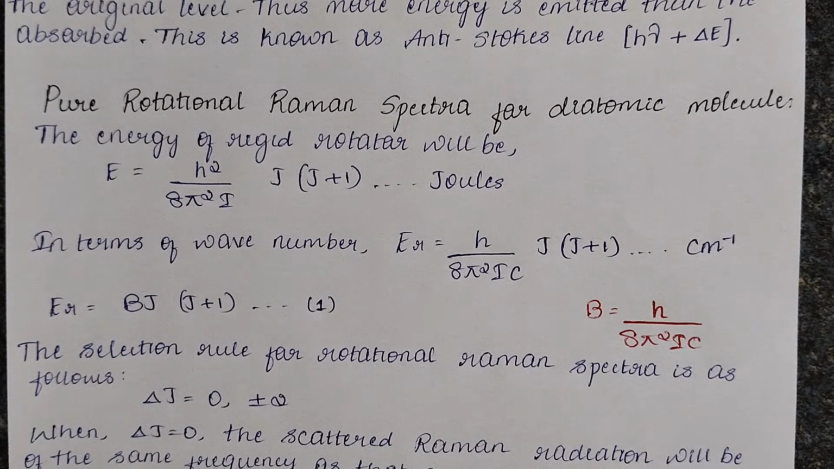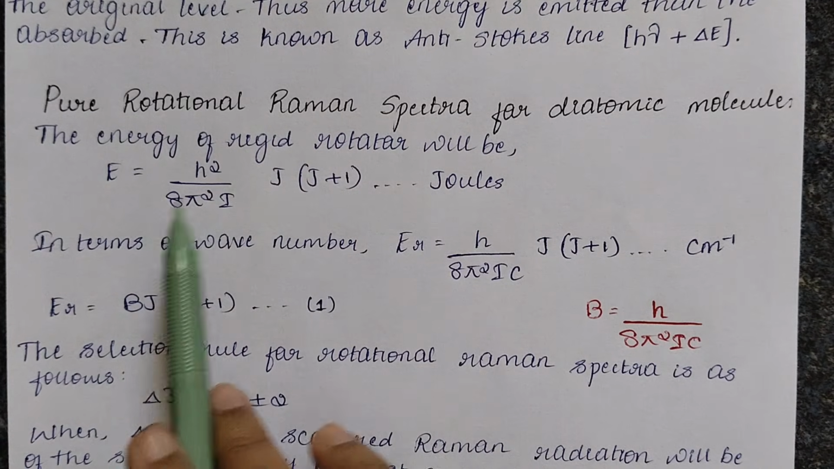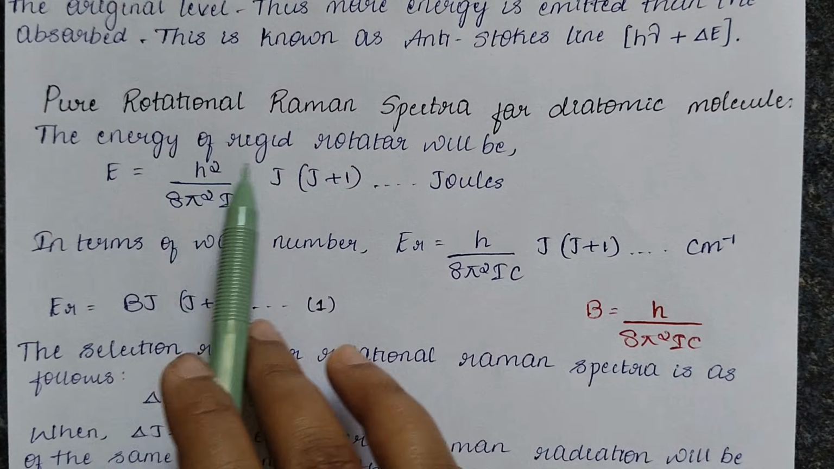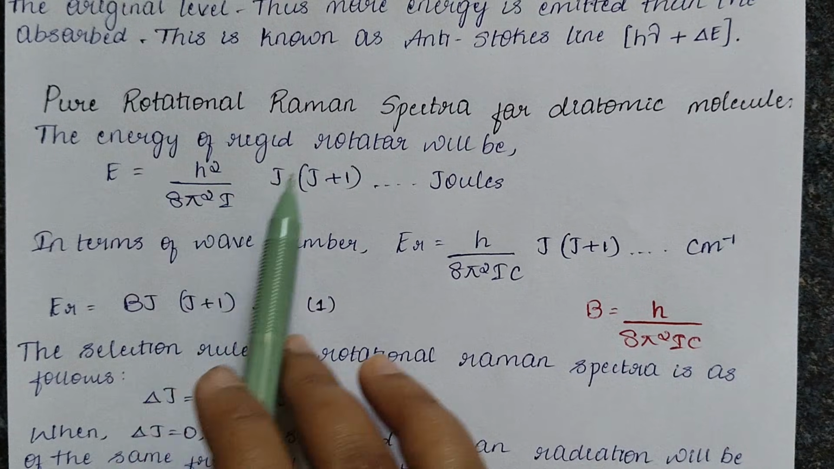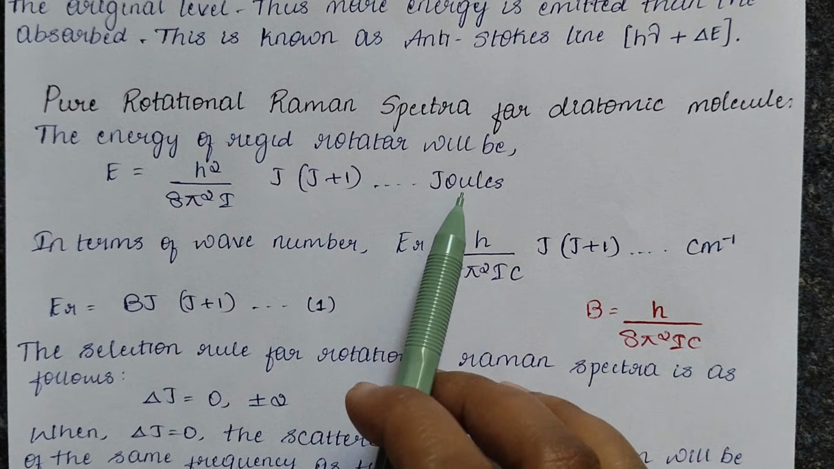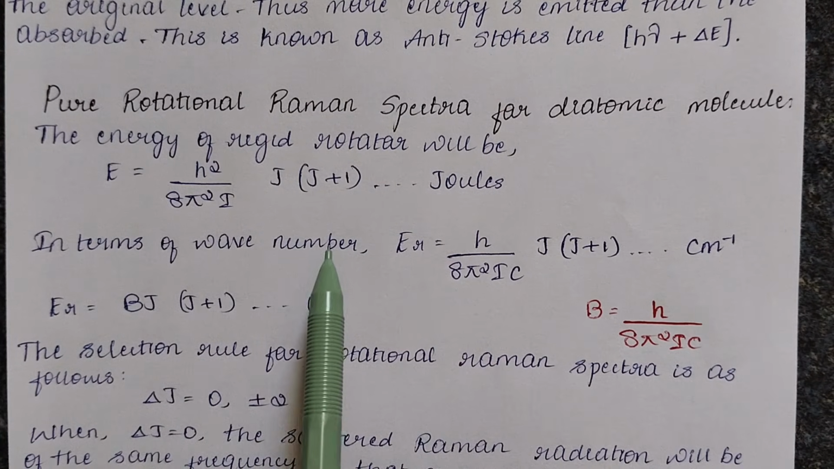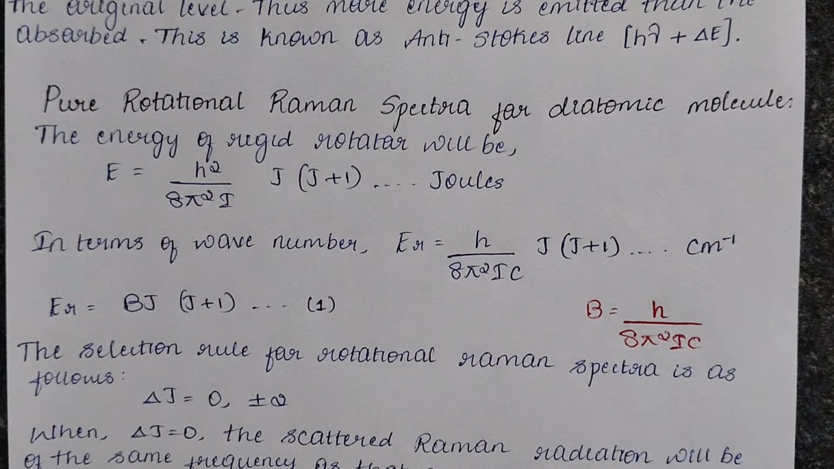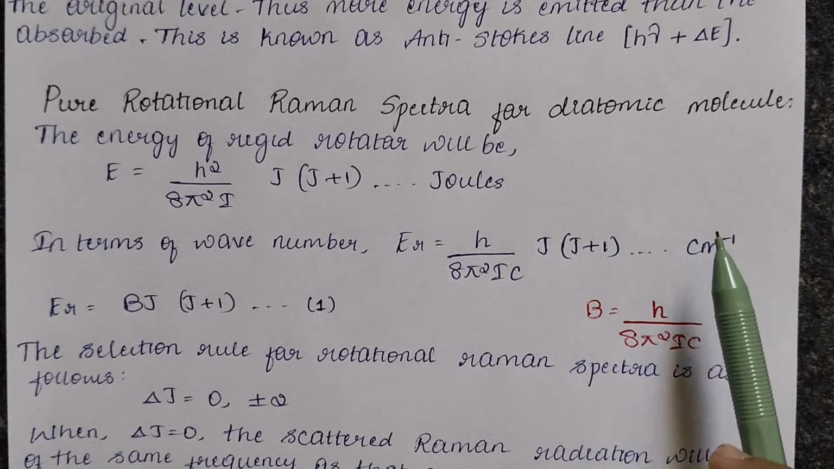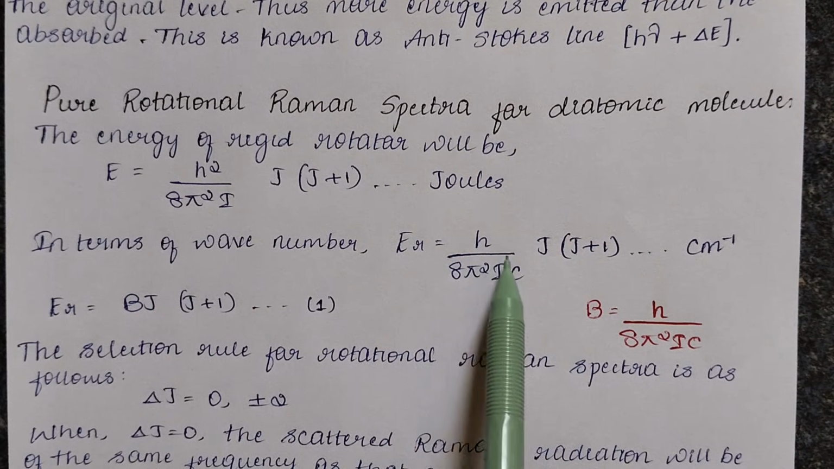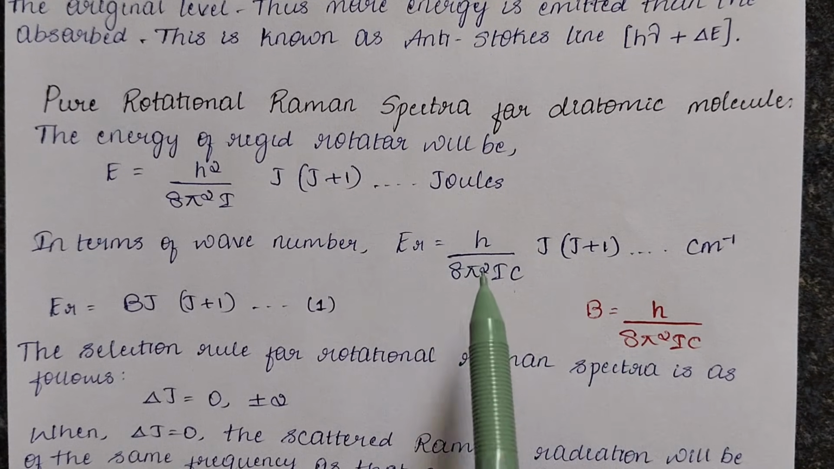Here we are considering a diatomic molecule, and we know that the energy of a rigid rotator will be E is equal to h square by 8 pi square I into J of J plus 1, which is written in terms of joule. When we have to write this in terms of wave number, centimeter inverse, the unit representation will change, and there will be a slight change in the equation also, that is E is equal to h by 8 pi square IC. Here we are simply dividing the whole term by hc.